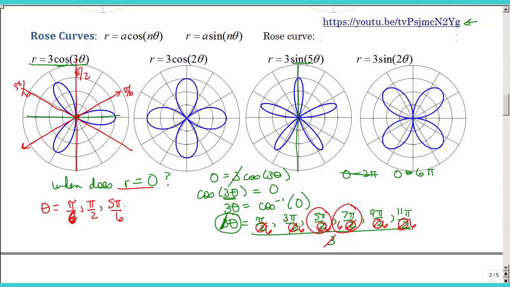We have 7 pi over 6. Guess what? That's this line. And then we have 9 pi over 6. That's 3 pi over 2. Already got that one in. So hopefully you're kind of guessing what the next one is. So we have 11 pi over 6. And that is right here.